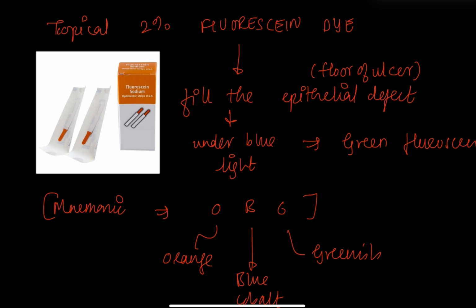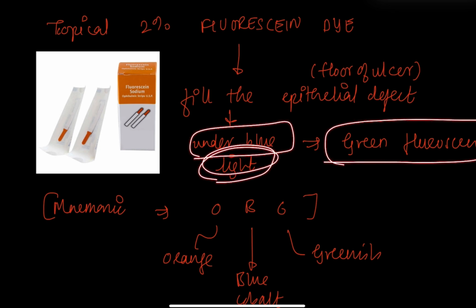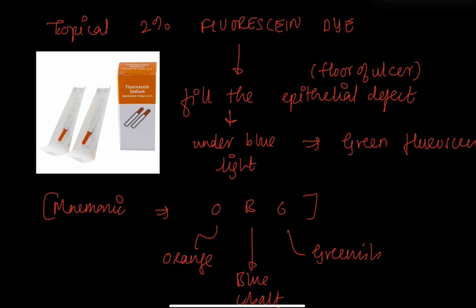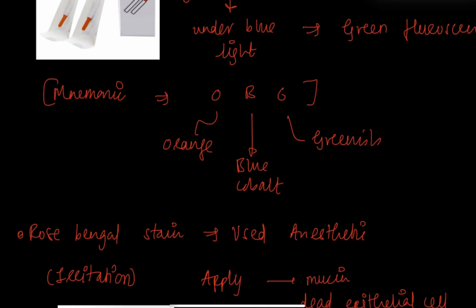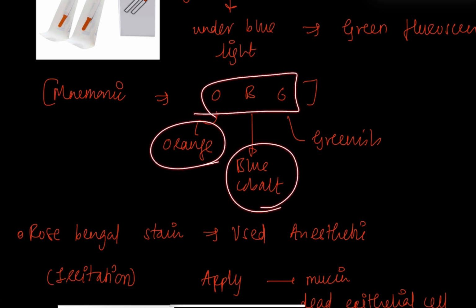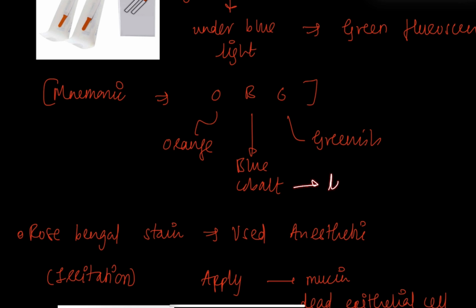So when this is seen under blue light, we see a green fluorescence. Now I have made a mnemonic for it, OBG. O for orange, B for blue cobalt. When we see it under blue cobalt light, it is greenish in fluorescence. So OBG, what we basically call OBGY. OBGY is a subject in 4th year, right? So mnemonic OBG.